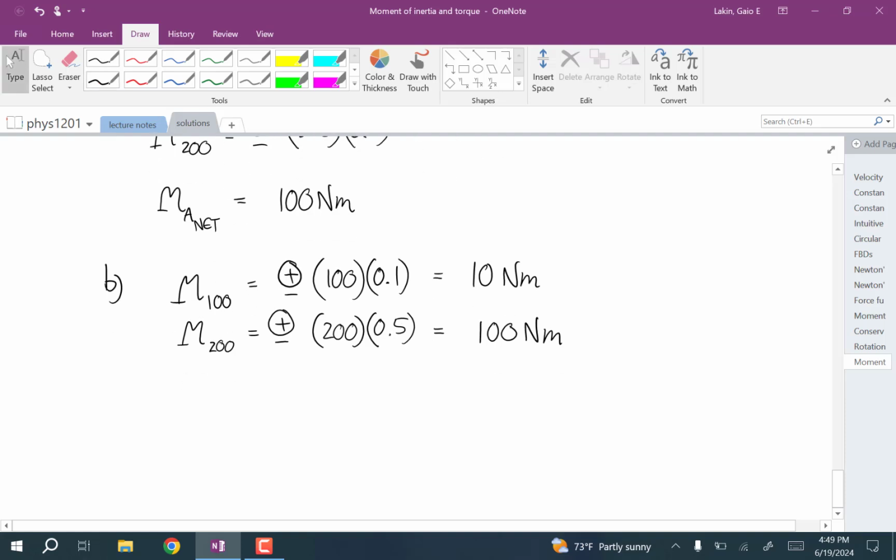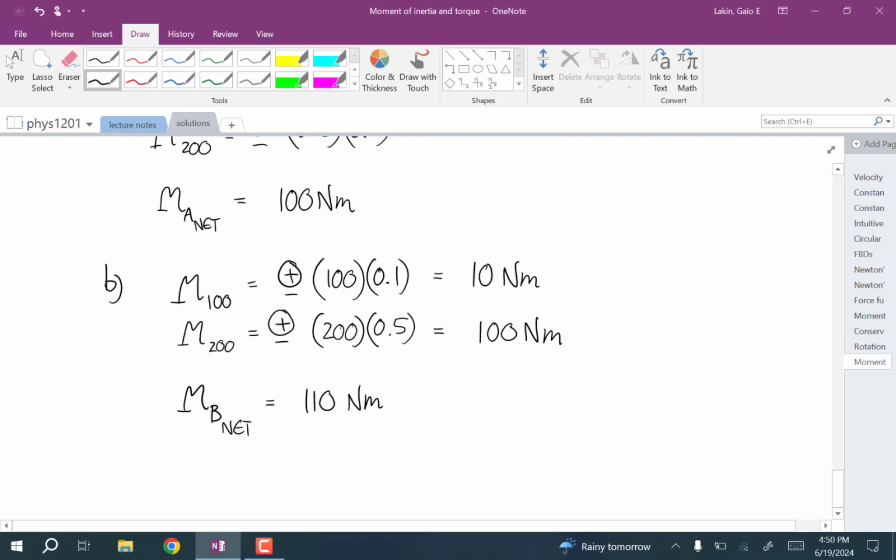And then, like always, once you've calculated the moments produced by each individual force, then you just add them up to get the total. So the net moment about that hinge at B is 10 plus 100, so 110 Newton meters.